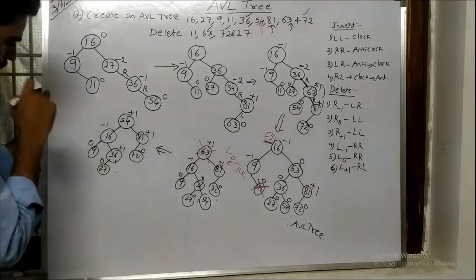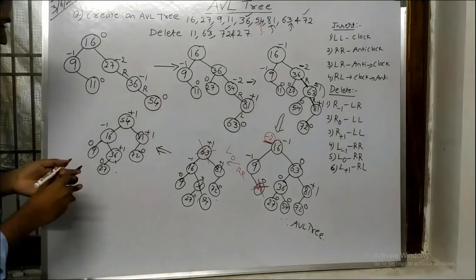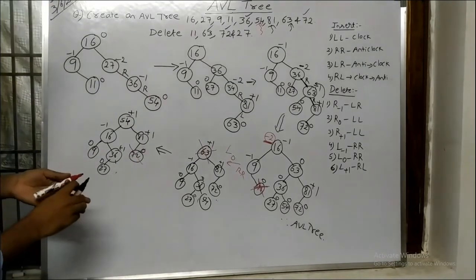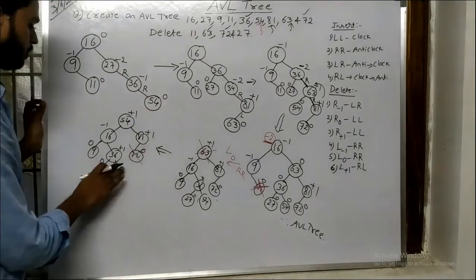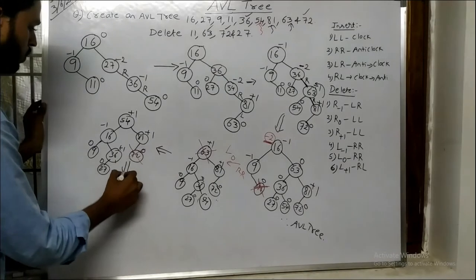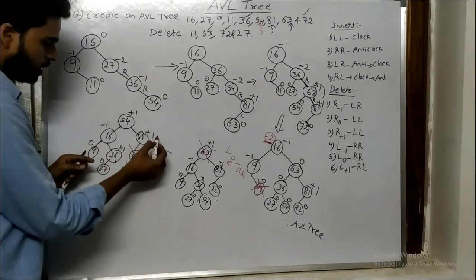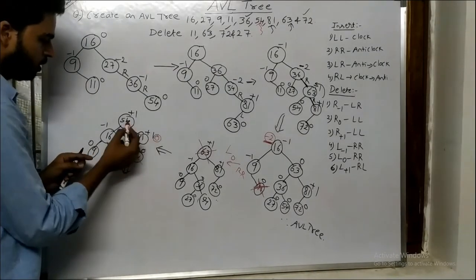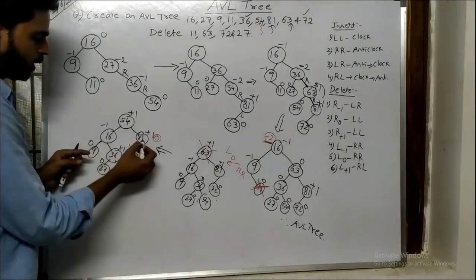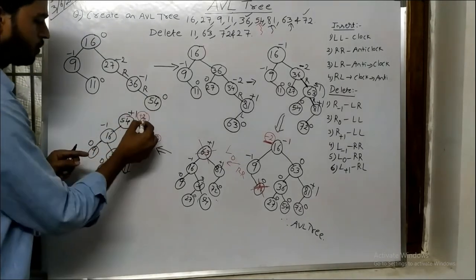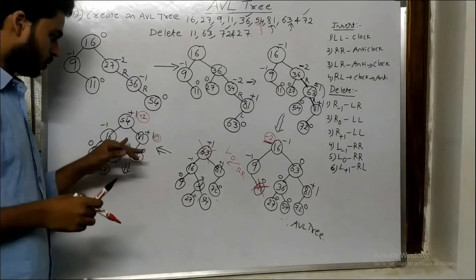Deletion of 72. See here, I am going to delete 72. If I delete 72, what will happen? Its balance factor is 0. Its balance factor is 1, 2, 3. 3 minus 1 is plus 2, right?